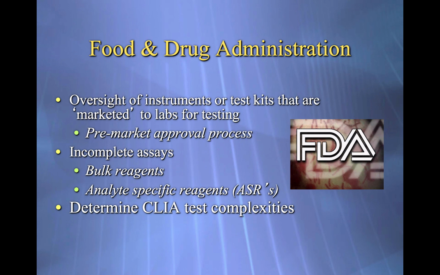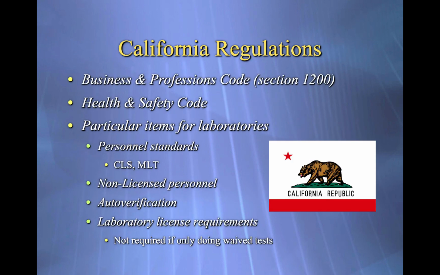And as we've mentioned before, the FDA determines those CLIA test complexities and lists whether it's a waived, moderate, or high complexity test. Okay, California regulations. So mainly these are in Business and Professions Code Section 1200. Don't go and look at it. There are some in the Health and Safety Code, mainly around HIV testing.